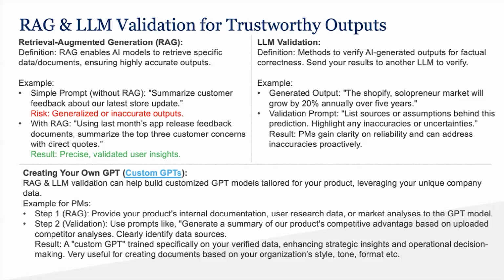And then what is the end result? The end result is that you have a custom product manager GPT, for example, that's trained specifically on verified data, and can enhance strategic insights and operational decision making. So it's very useful for creating documents based on your organization's style, tone, format, messaging guidelines, boundaries, guardrails, etc. So really powerful stuff. Click on the link for custom GPTs. That ChatGPT helps to create your own GPT, and it's super useful. And you can get this done literally in hours.